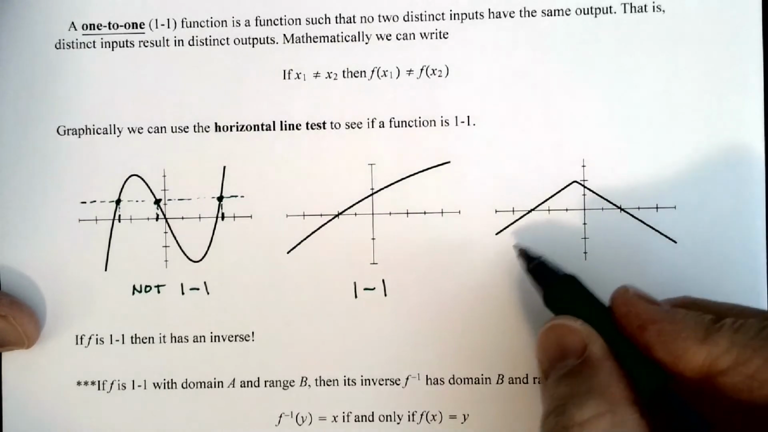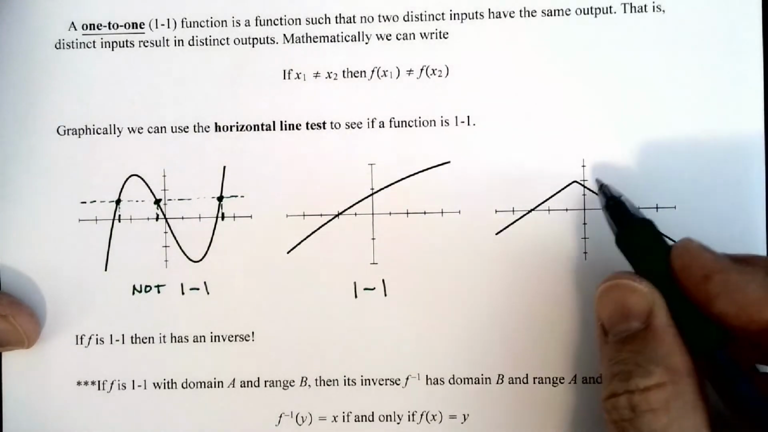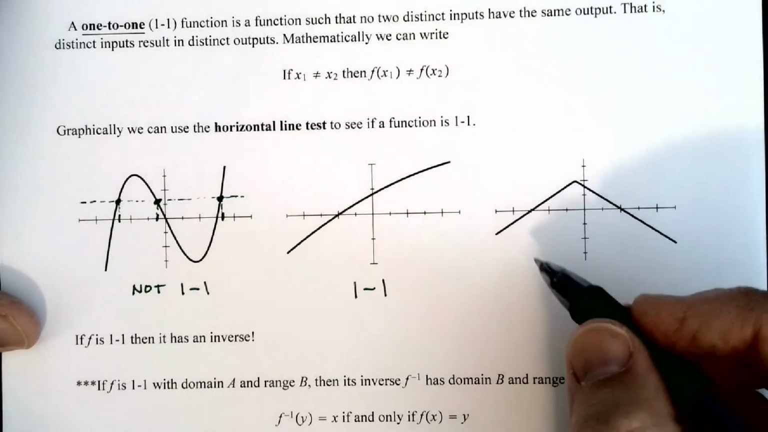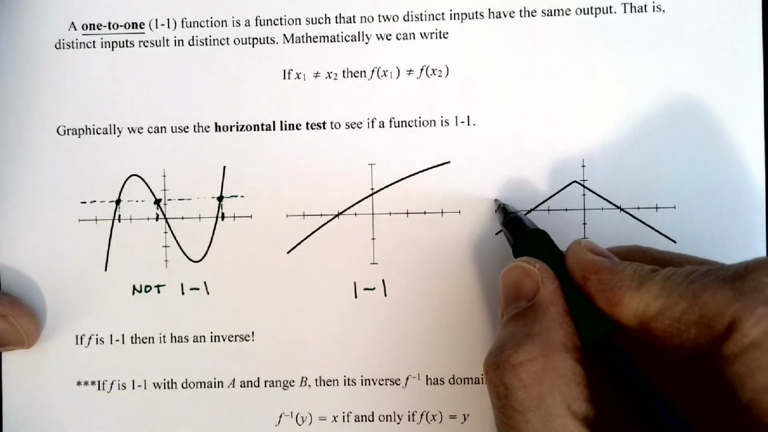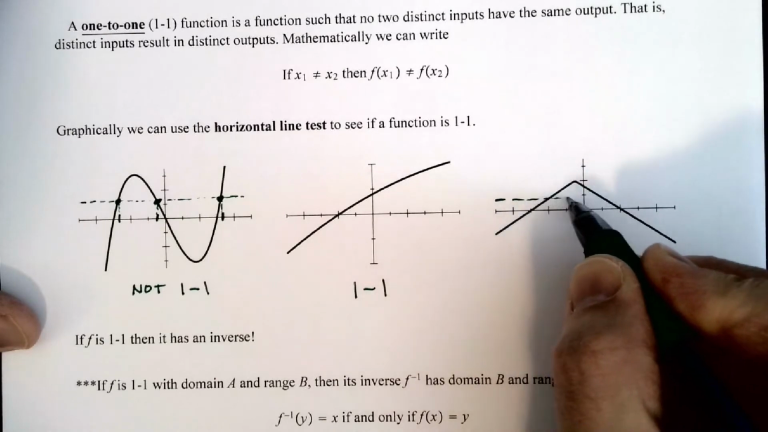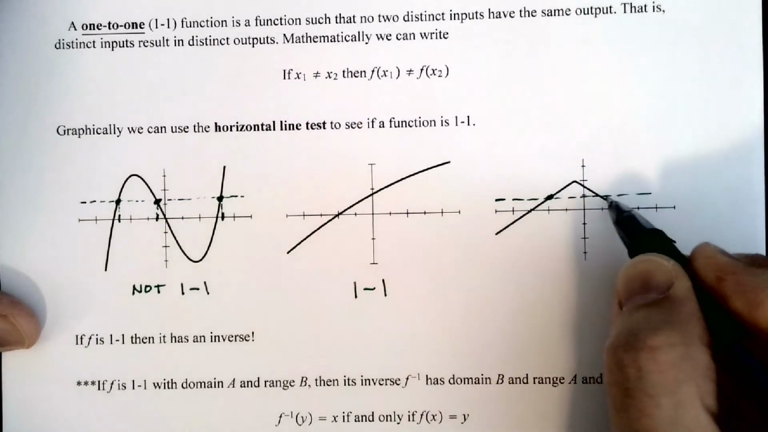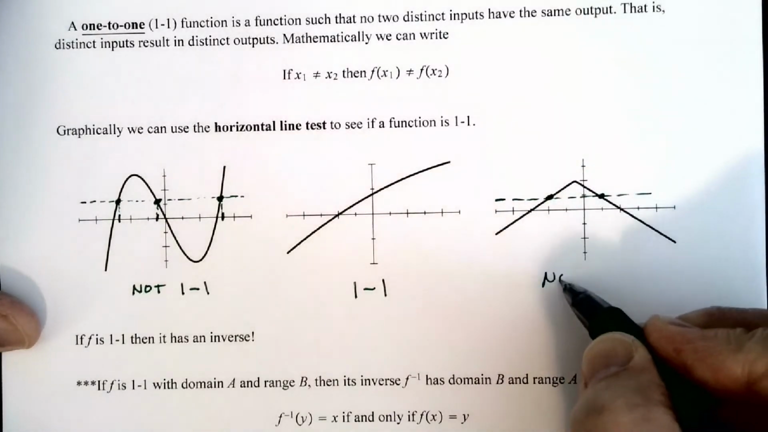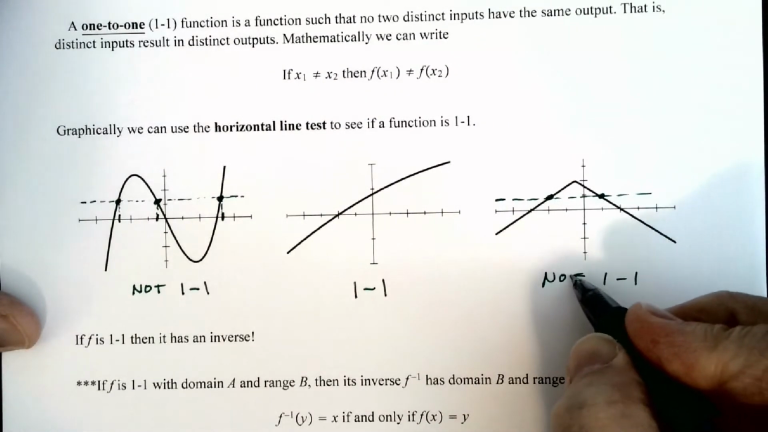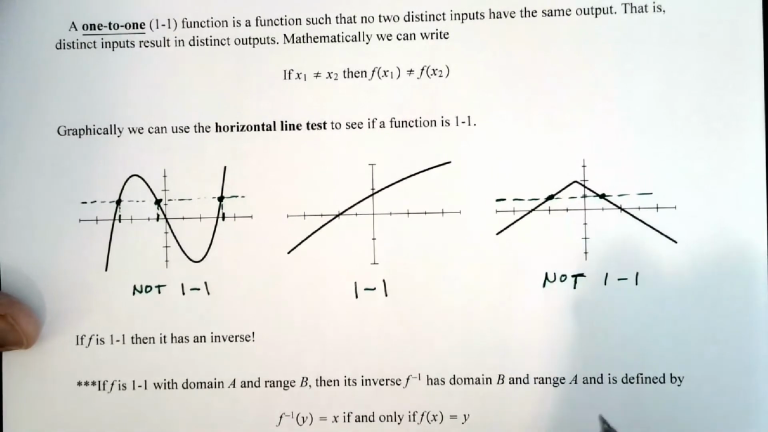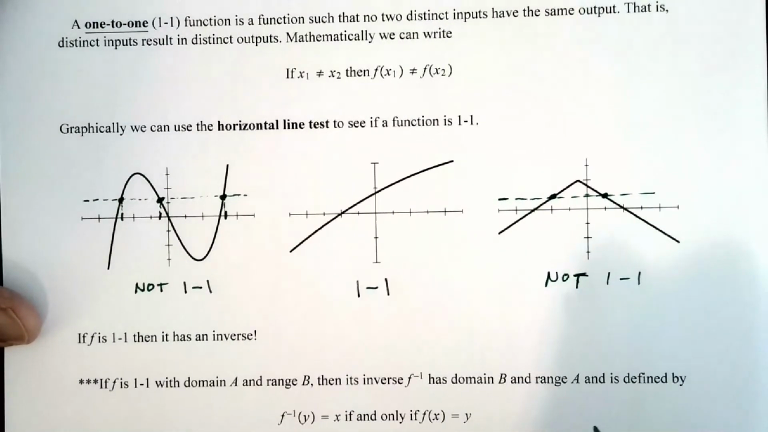Going back to this function, it looks like maybe some kind of translation of the absolute value function, for instance. But clearly, if I draw a horizontal line, say right here, I'm going to hit the graph twice. And so again, we are not one-to-one. Okay. So remember, we had a vertical line test to determine if we have a function. The horizontal line test helps us determine if our function is one-to-one.